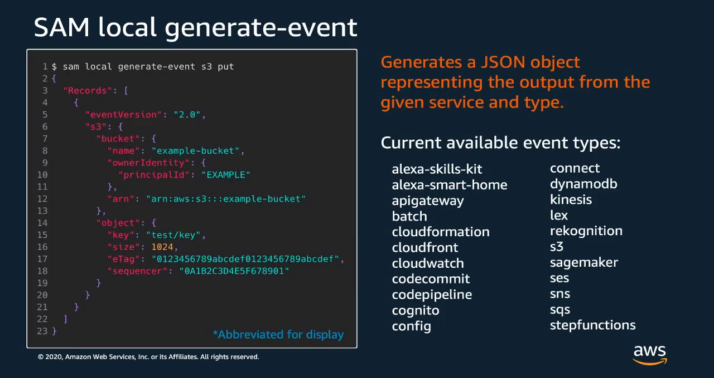All right, so let's talk about SAM local generate event. I get questions a lot on what does an event look like. When S3 triggers a Lambda function, what does that event look like? What data is included?